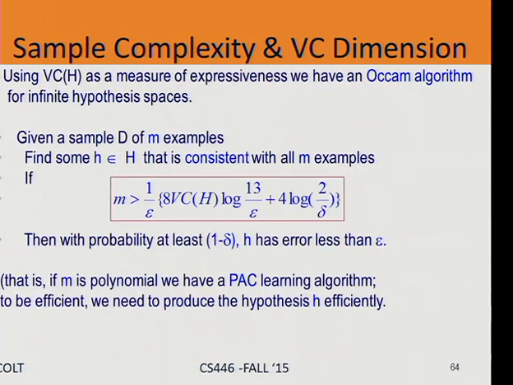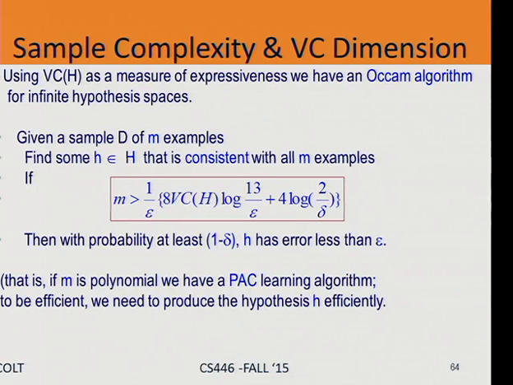Okay. So what can we show? Now that we have a definition, the theorem, the Occam's razor algorithm, goes essentially to this case. So using VC dimension as the measure of expressiveness, we have the following Occam algorithm. Given a sample of M examples, find some H that is consistent. I'm giving it in the consistent case; an analogous theorem with somewhat different constants is going to apply in the agnostic case. But in the consistent case, let's assume that you find H that is consistent with all M examples.